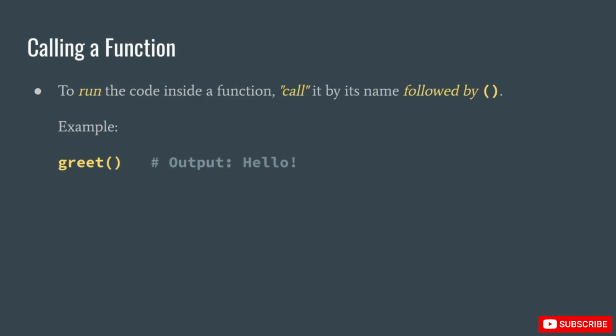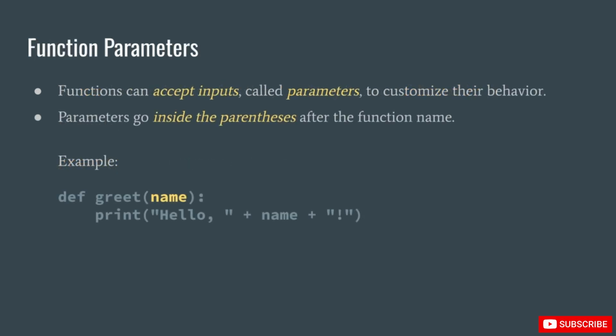Once you've declared a function, you can run the code inside it by calling the function. To do this, simply use the function name followed by parentheses. This tells Python to execute the code defined inside the function. Functions can also accept inputs, called parameters, which allow you to customize their behavior. Parameters are placed inside the parentheses after the function name. By passing different values to these parameters, you can make your function perform various tasks without rewriting the code.